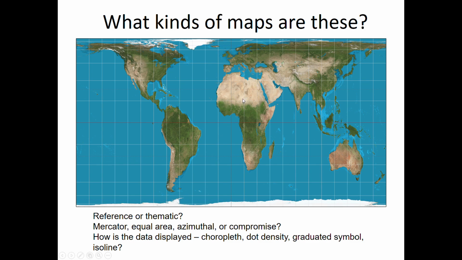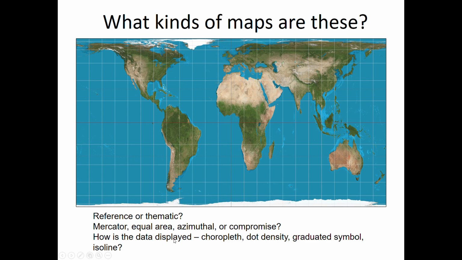So the sort of yellowish areas are dry land, deserts, green areas, of course, forests and things like that. So this is a thematic map. Is it a Mercator, equal area, azimuthal, or compromise? Don't worry about the compromise. This is an equal area map. Hopefully you can look at Greenland and see that you could fit Greenland into Africa many, many times. So this is life size, or I should say a proportion of life size.